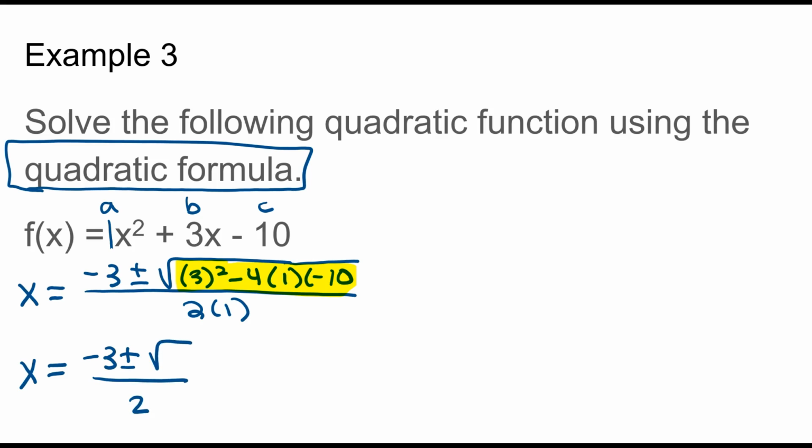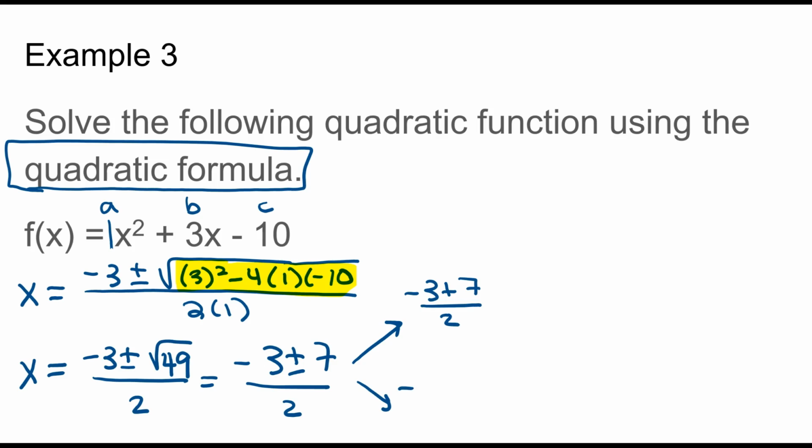When you type that in your calculator, you get 49. Well, 49 is a perfect square. So this is equal to negative 3 plus or minus 7 over 2. And we'll split that up. We get negative 3 plus 7 over 2 and negative 3 minus 7 over 2. So that gives us 4 over 2 is 2 and negative 10 over 2 is negative 5.